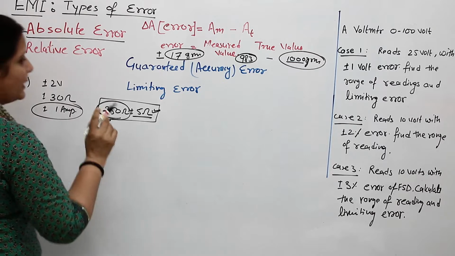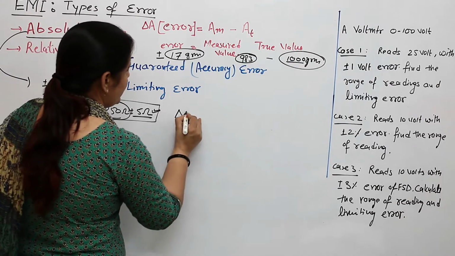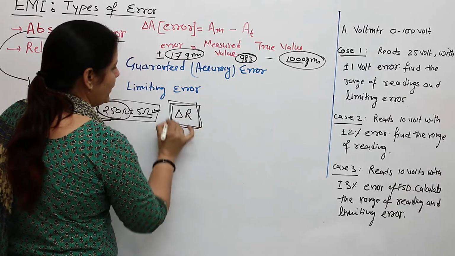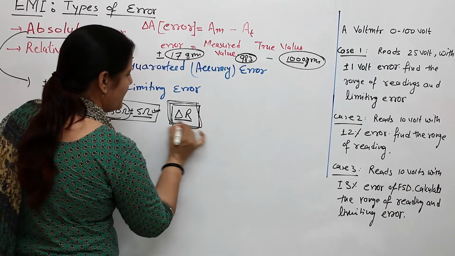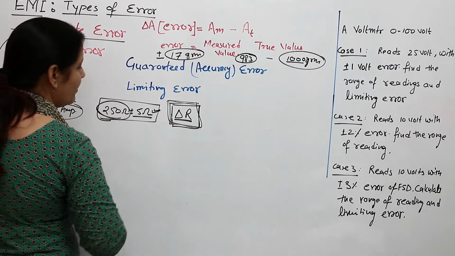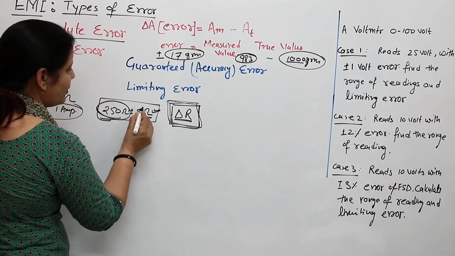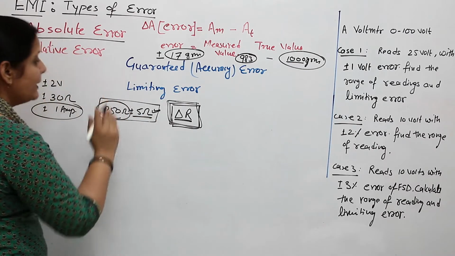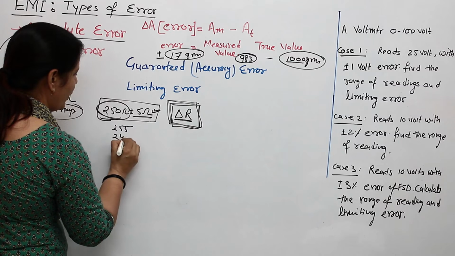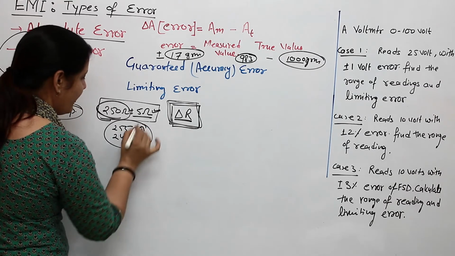So this is absolute error. This is simply the change in the measuring quantity. You are talking about the possible change that can occur in the true value of your measured quantity. So if you are measuring 250 ohm and there is a chance of plus minus 5 ohm, then your true value can be 255 or 245 ohm.